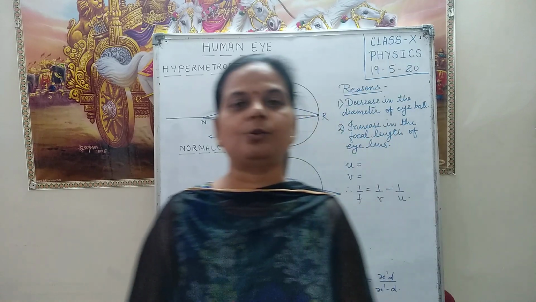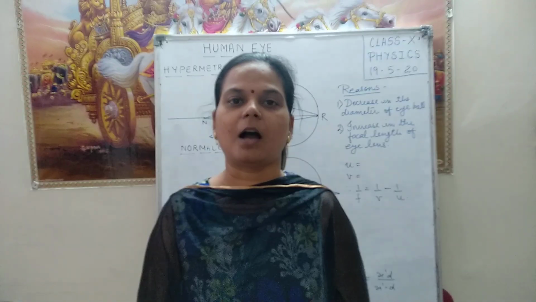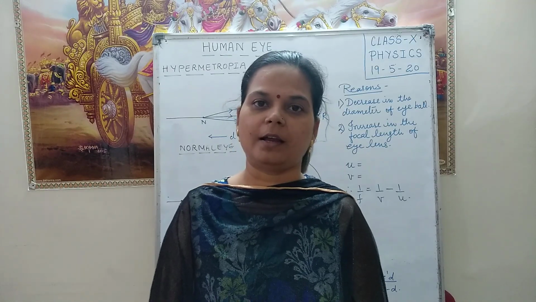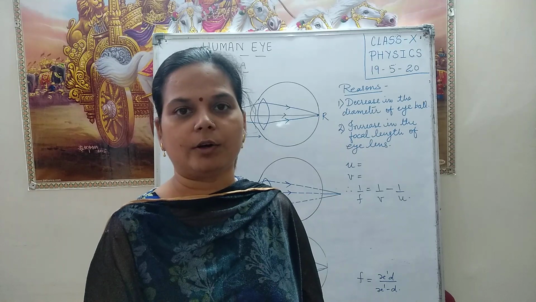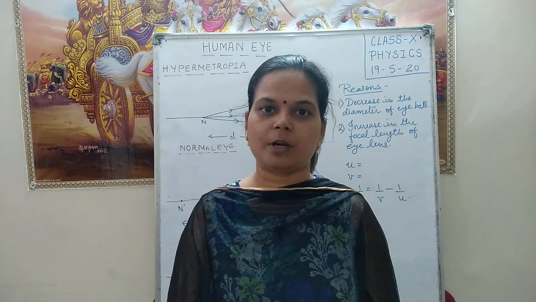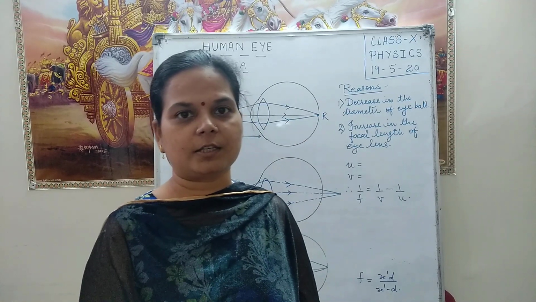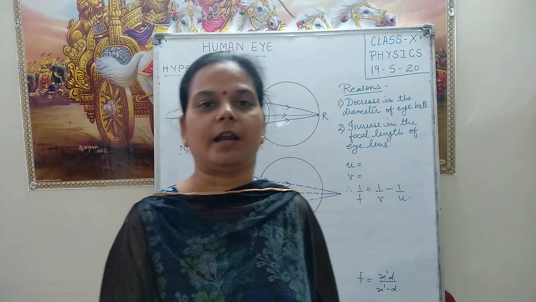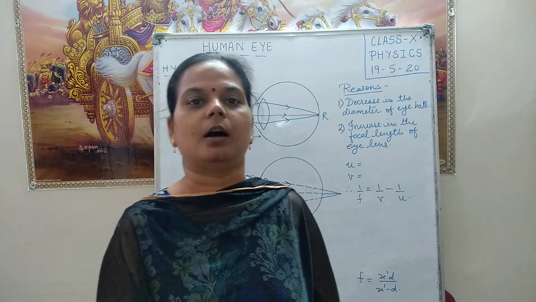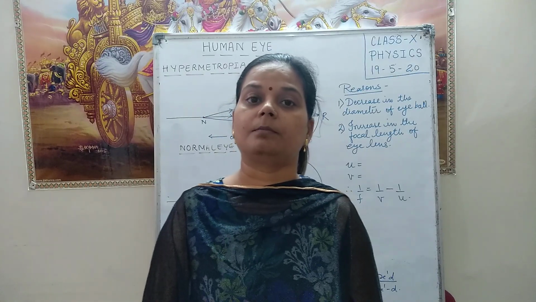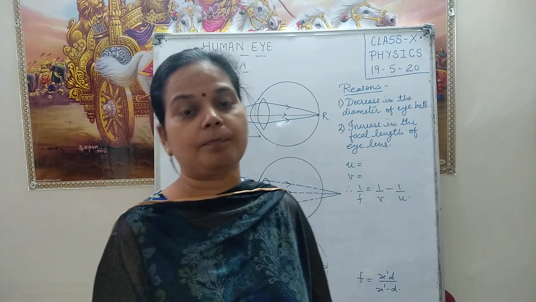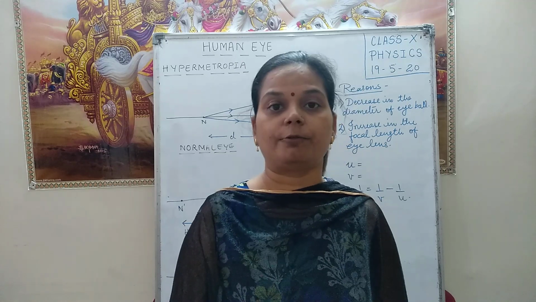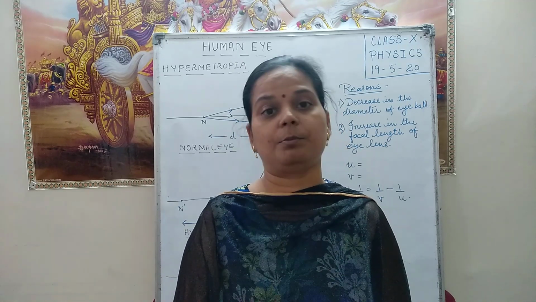Today I am going to talk about the topic hypermetropia. Children, we have already started the chapter Human Eye, and in this chapter we have already done the structure of human eye, functions of its various parts, persistence of vision, power of accommodation, and in defects we have talked about color blindness, cataract and myopia. Today we are going to discuss the next defect of human eye, which is known as hypermetropia.